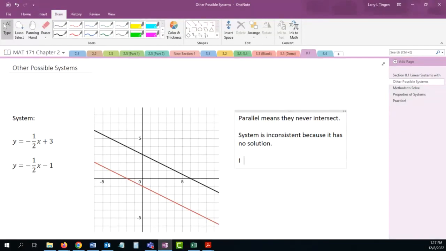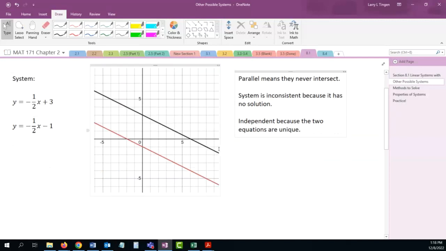Now, is it dependent or independent? This one is independent because the two equations are unique. Even though they share the exact same slope, they are independent. So if you end up with two parallel lines, they will never intersect. If two lines never intersect and they make up a system, then there's no solution to that system.